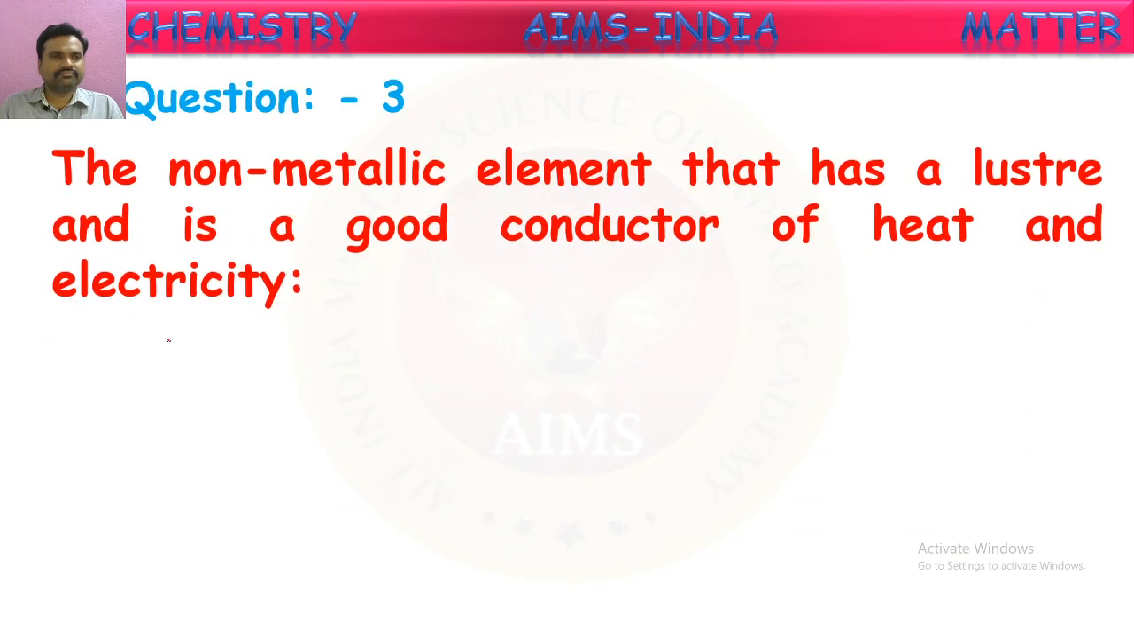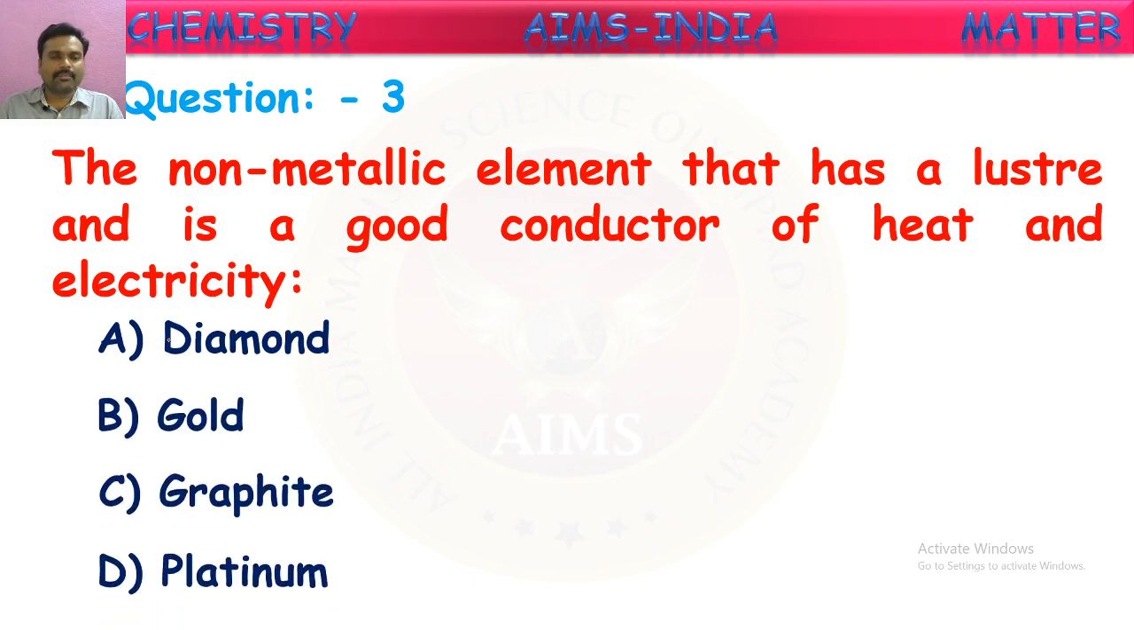Next, the non-metallic element that has a luster and is a good conductor of heat and electricity, what is that element? Let us see the options: diamond, gold, graphite and platinum. Out of these elements, which is a non-metallic element that has a luster and is a good conductor of heat and electricity? What is it, children? Yes, it is graphite. Very good. It is graphite.